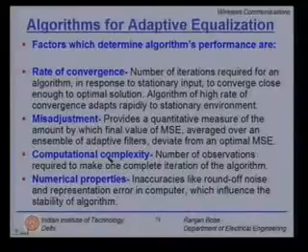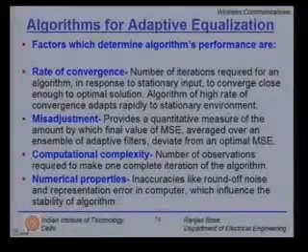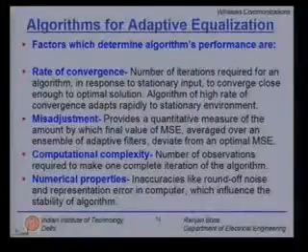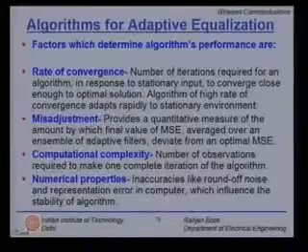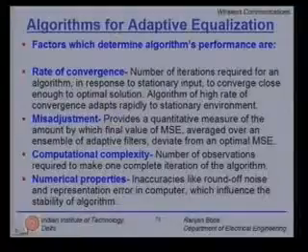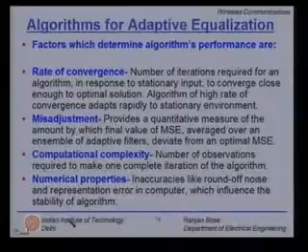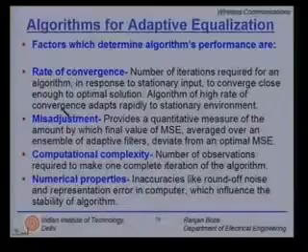Numerical properties. Certain algorithms are prone to inaccuracies like round-off noise and representation error in the computer and your fixed-point operators. Many times you do not have floating-point operations possible in your digital signal processors, so there are round-off errors or finite-length quantization. Those may lead to unstable algorithms and a slower rate of convergence. So these are the four important aspects we must keep in mind while picking a certain algorithm.